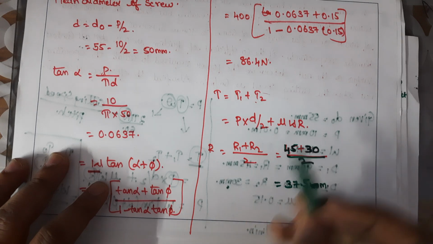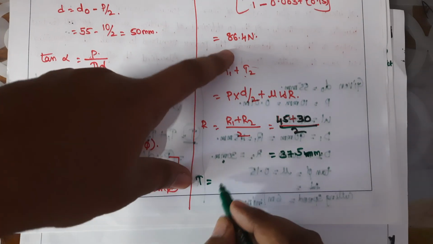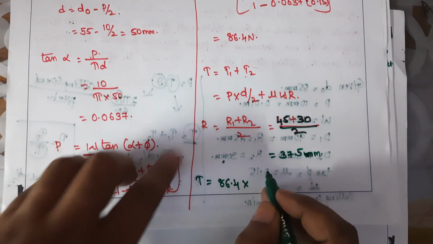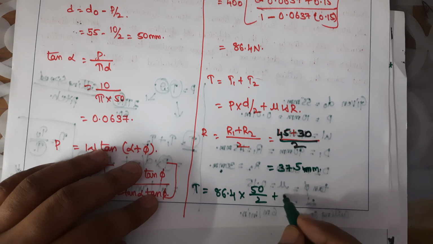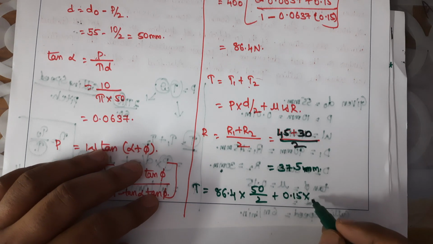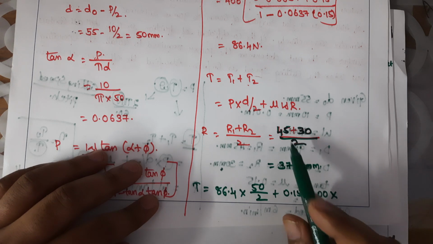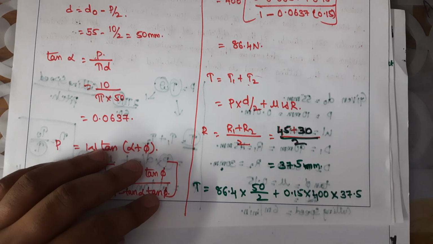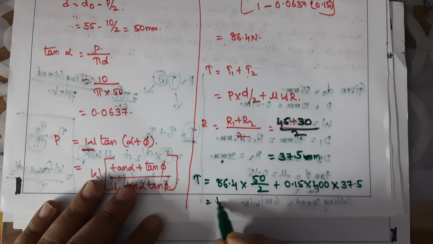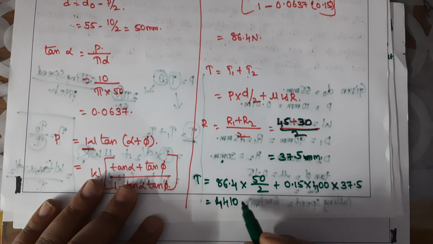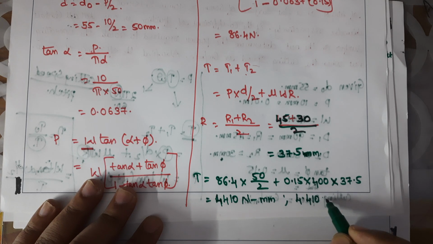Just substitute the values in the above equation so that we can get the answer. T is equal to P value 86.4 into D by 2, D value is 50 by 2, plus 0.15 into W value 400 into R value 37.5. Just check whether we have substituted anything wrong. I have got an answer of 4410 Newton mm, which will be 4.410 Newton meter.